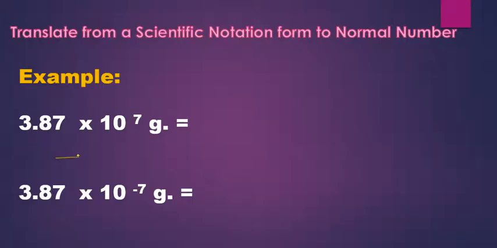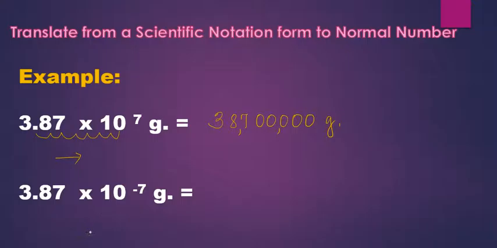So I'm going to the right 7 times. 1, 2, 3, 4, 5, 6, 7. In those spaces that you have drawn there, you have the privilege to add zeros. So that would be 3, 8, 7, 2, 3, 4, 5 grams. So that is 38,700,000 grams.